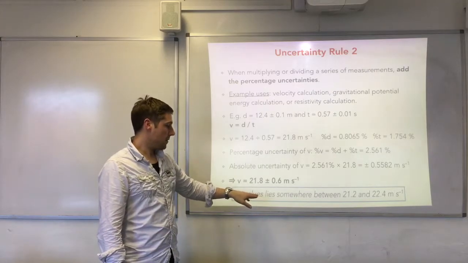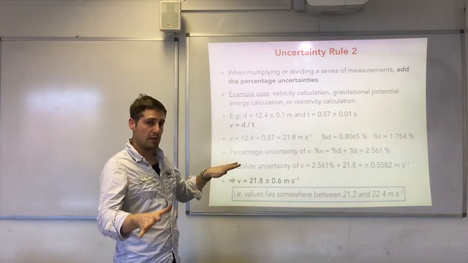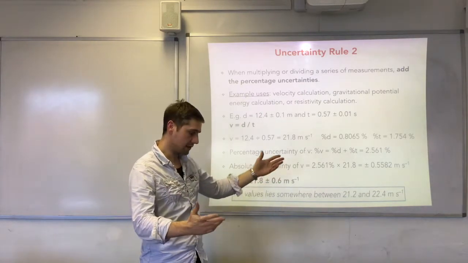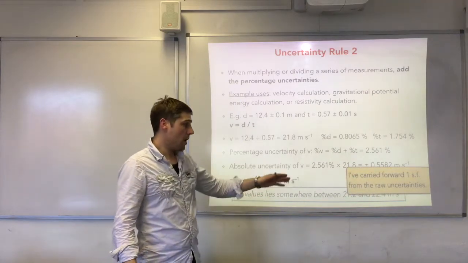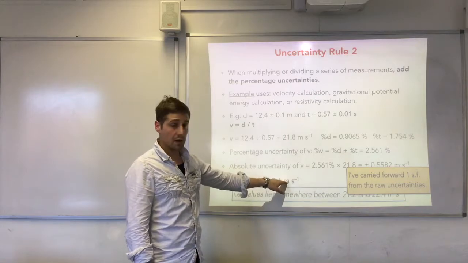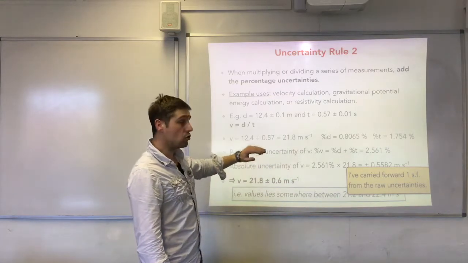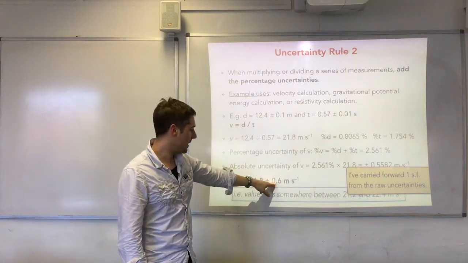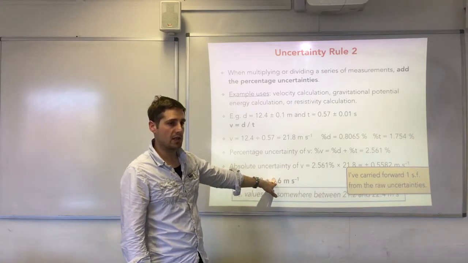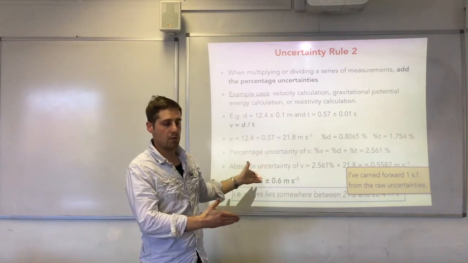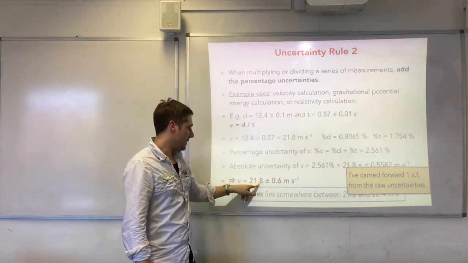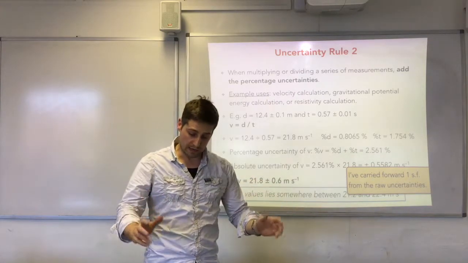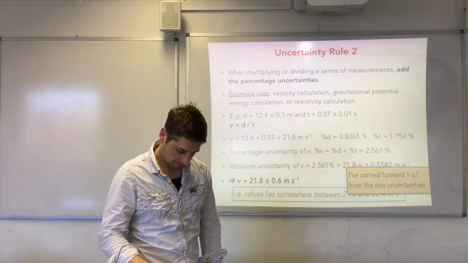The value for V then lies somewhere between 21.2 and 22.4, which is 21.8 minus 0.6 and plus 0.6. I've carried forward the one significant figure that I've stated here from the raw uncertainties. Both of these are 1 SF, so I've carried forward the SF in the uncertainties. Now, I haven't actually come across any uncertainties that are not 1 SF, so it's probably always going to be 1 SF. And notice the consistent numbers of decimal places in the measurement and the uncertainty. So that's how we do a calculation for rule 2.